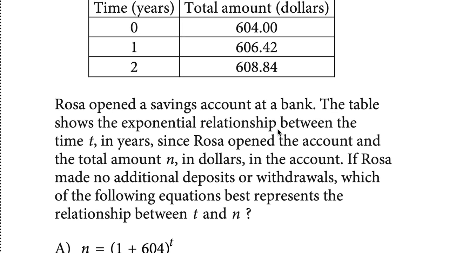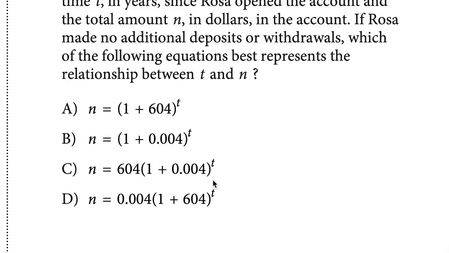That means when she deposited the amount at the 0th year, she deposited $604. After 1 year, she got some interest, then this is the amount. And after the second year, again she got some interest, and this is the amount she has in her account. Now, because this is an exponential relationship, the equation is: amount after time t is equal to initial amount times 1 plus r, where r is the rate of interest, raised to the power t.